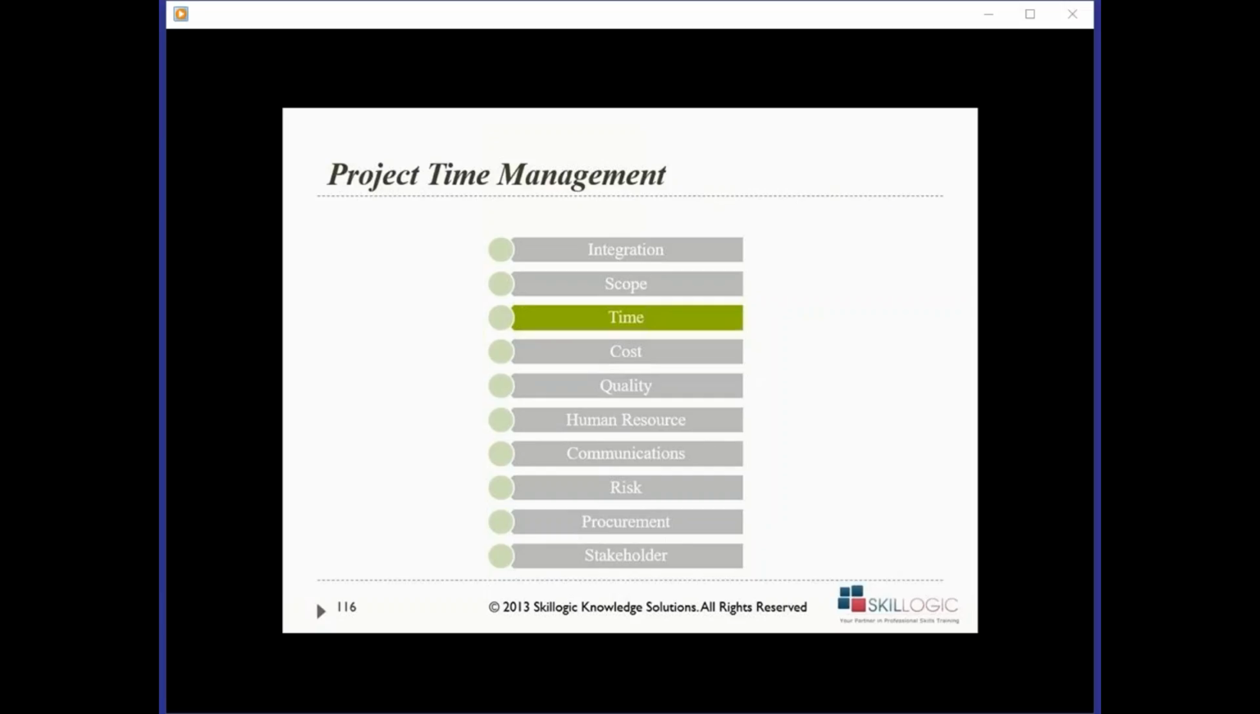That's about the time management. Let's get started with the time management topic, and let's discuss what we have in the time management. In time management, we have 7 processes.